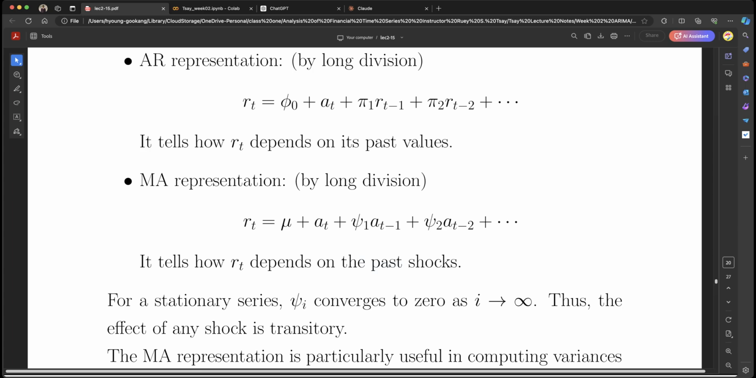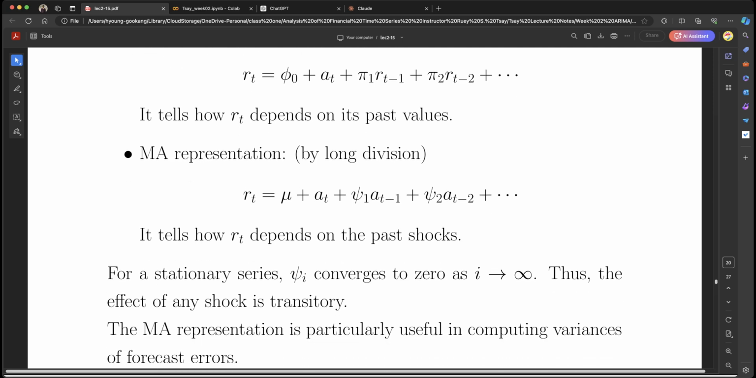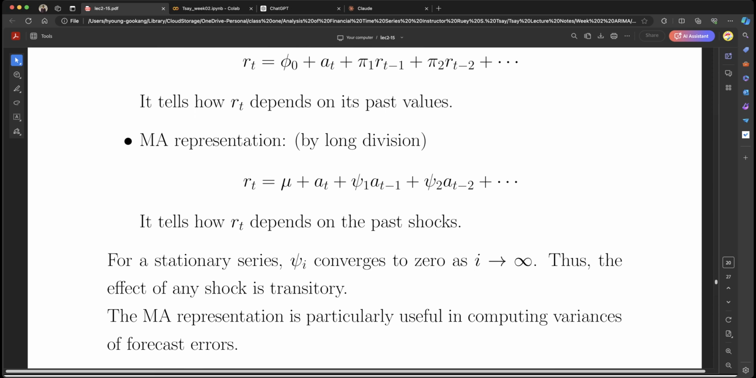Okay. Thus, the effect of any shock is transitory. It does not have a significant effect forever. It should decay, go away in the long run. Otherwise, the process is not stationary. Okay, it is unstable, meaning that its distribution changes over time. Then we cannot make estimation. The process itself should be stationary, should come from the same distribution. Okay, as long as psi goes to zero, shocks from long ago do not affect today's value. As long as it does not accumulate, the process is stationary.